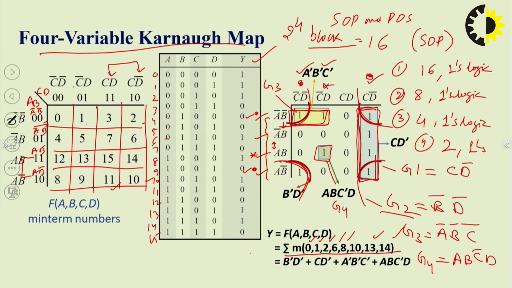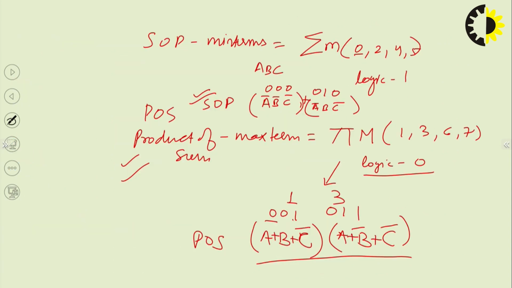At last, if we sum up, we will obtain the simplified output of this Boolean expression. So this is how we can solve the 4 variable K-map. First we had to understand the basics of the 4 variable K-map. After this, I am going to cover the 5 variable K-map.